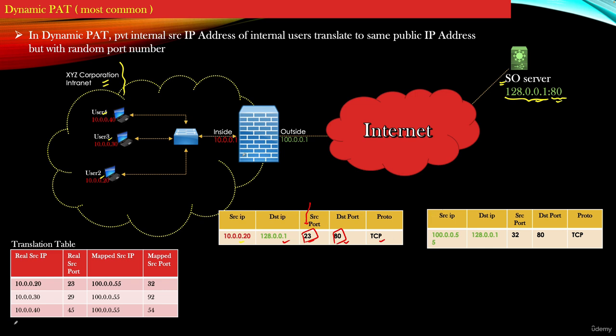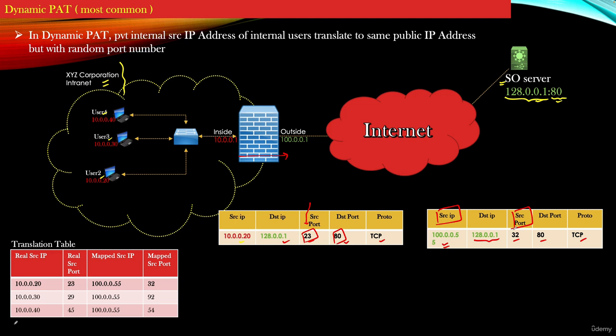So when this packet crosses the firewall, after translation, what will be the changes in the content of this packet? The source IP address will be changed to the public address 100.0.0.5. Destination IP address remains the same. Now the firewall will create or generate a new port number. In this case, it has generated 32, right? And it will insert that new port number in the transport header of the packet, right? Destination port number remains unchanged, protocol remains unchanged. The only entities that are changed are the source IP address and the source port number, right?